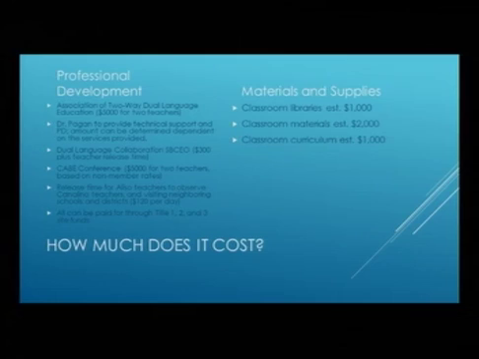And materials and supplies, the estimate is classroom libraries at $1,000, classroom materials at about $2,000, and classroom curriculum at $1,000. And that's per year? Once you did a classroom library, you've got a classroom library. It wouldn't cost $1,000 a year. Okay. And the curriculum is a one-time cost until the next adoption, or the next time you purchase curriculum, for about 7 years. Got it. And most of the time, the curriculum comes from the district, but the materials come from the site.